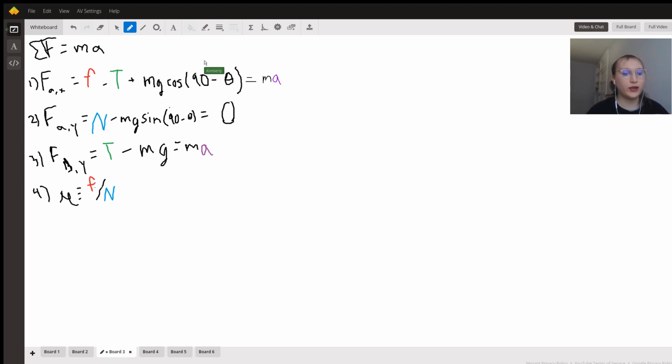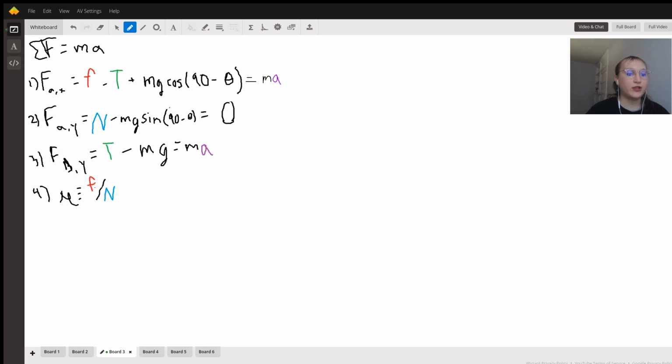There's three equations we can make from Newton's second law. First, by analyzing the forces on body A in the x direction, we have friction minus tension plus weight. So F minus T plus mg cosine(90 minus theta) is equal to mass times acceleration. Then we do the same thing in the y direction. We have the normal minus the y component of the weight, which is mg sine(90 minus theta), equal to 0.